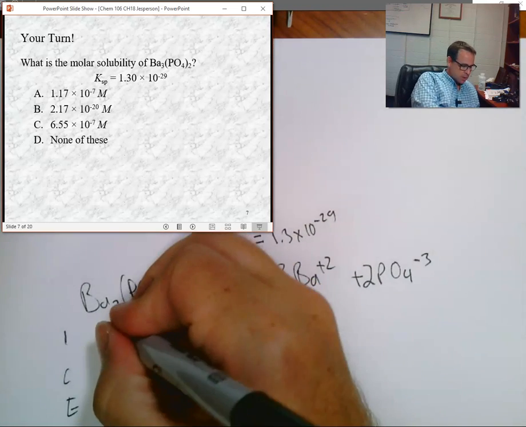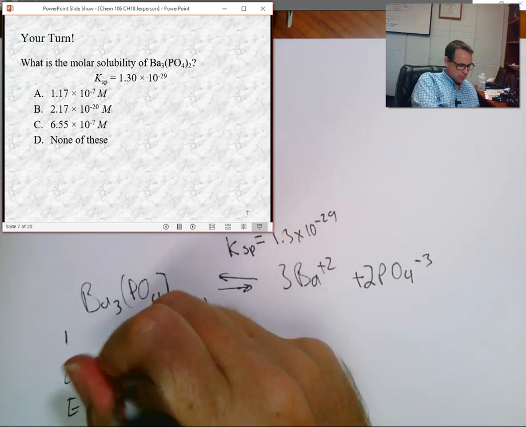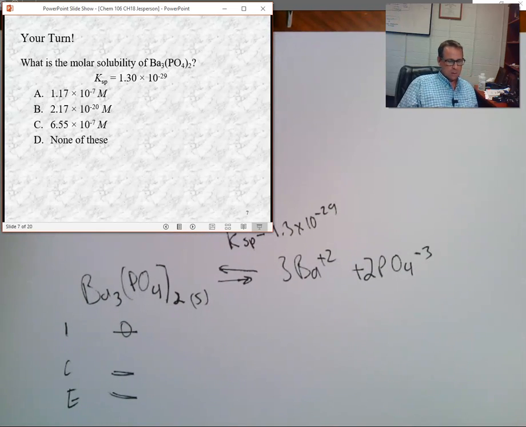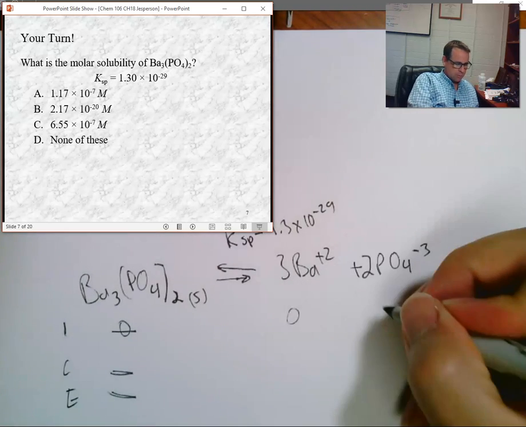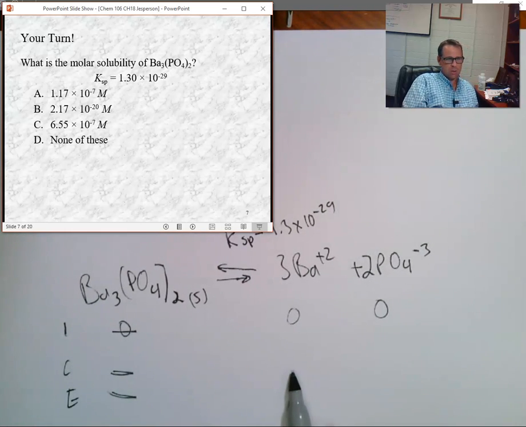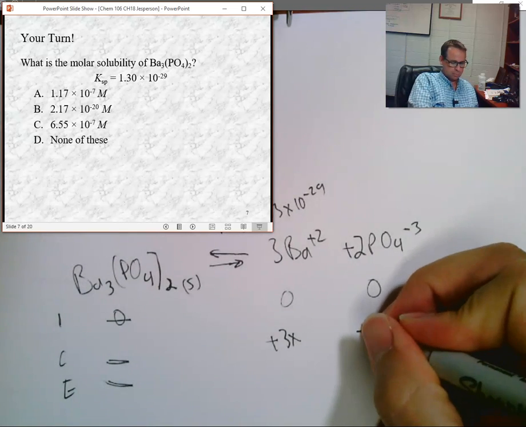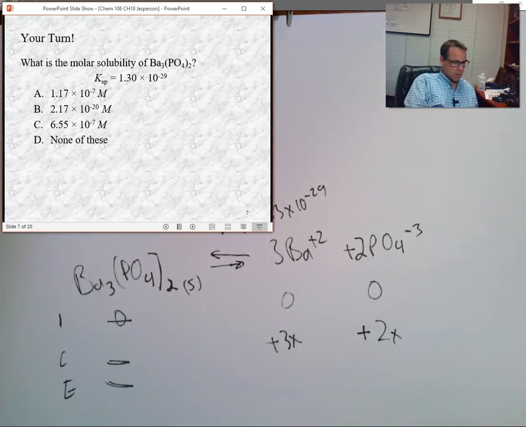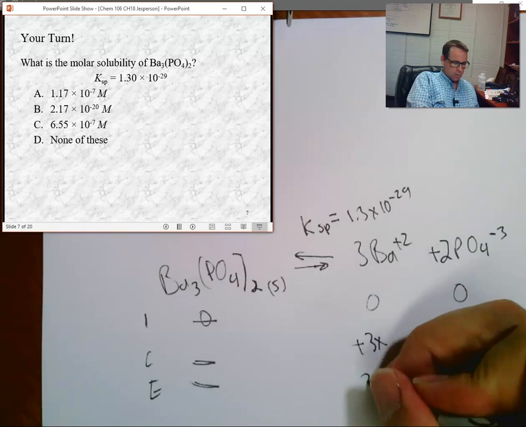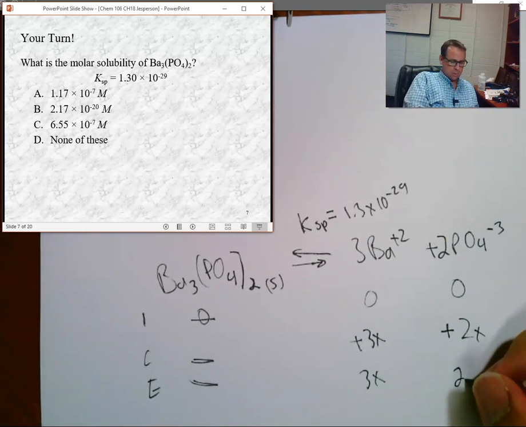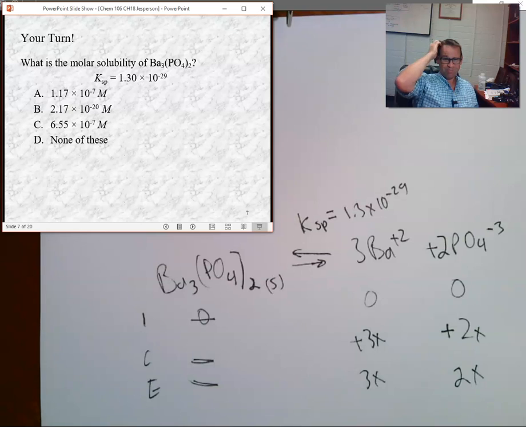Okay, so if I thought of this as my initial concentration, well, it really doesn't matter for this one, right, because it's solid. But this one, we can start off as 0. And then what would the changes be here, Camille? Minus 3... Oh, wait, no. Plus 3x, right? Yes, and then plus 2x. And then the equilibrium concentration would then just be what? 3x and 2x. Now what do I do?